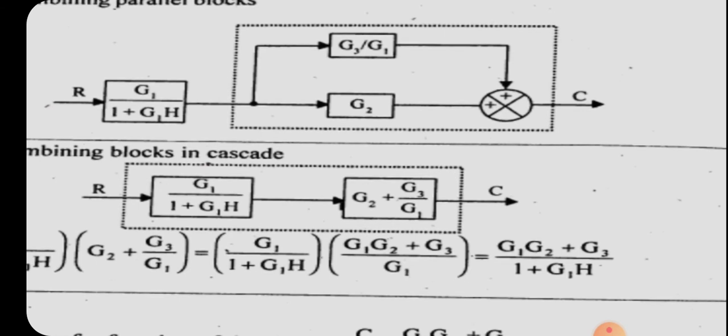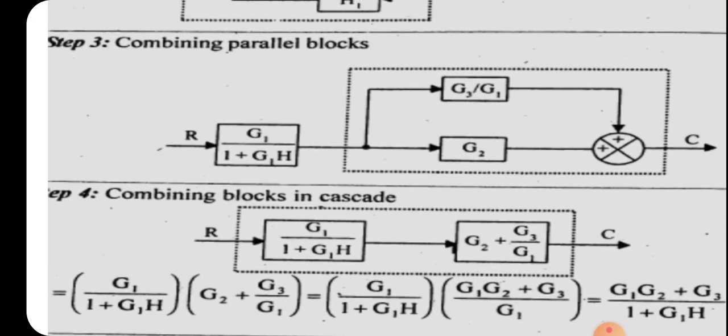We apply rule number 2 to solve the blocks inside this dotted line. You can see that these two blocks are parallel and these are feed forward paths, because the direction is marked in the forward direction and both blocks are in the forward path, and also they are added in the summer, so we can say that these are parallel. In the case of parallel blocks, we can add the transfer functions. So G2 is added with G3 by G1. So we can redraw the blocks like this.